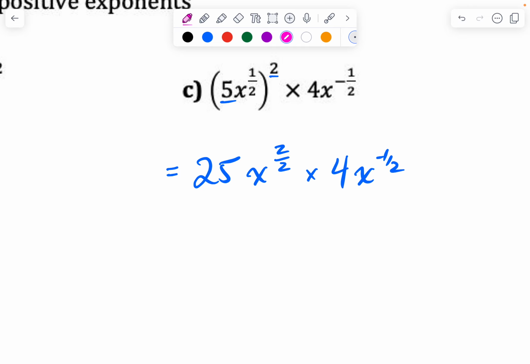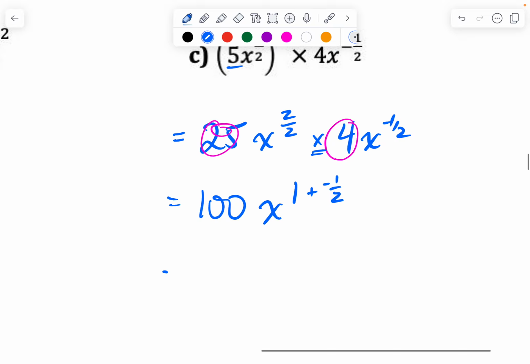Okay, so I'm going to multiply the numbers out. So that's 100. And then it's going to be x, because I'm multiplying the same base. 2 over 2 is just 1, plus negative a half. So that's 100 x to the 1 minus a half, which is a half. That's it.